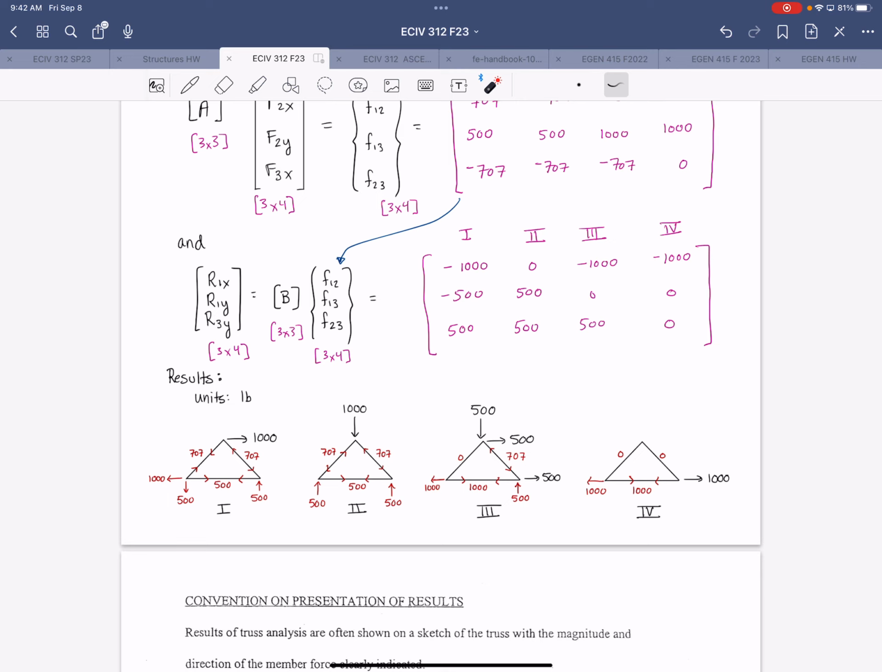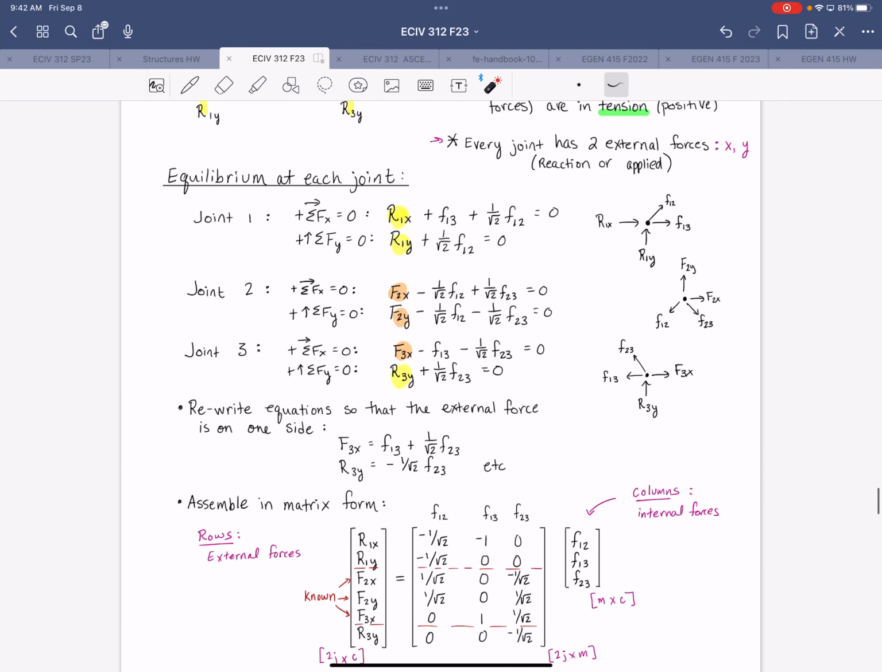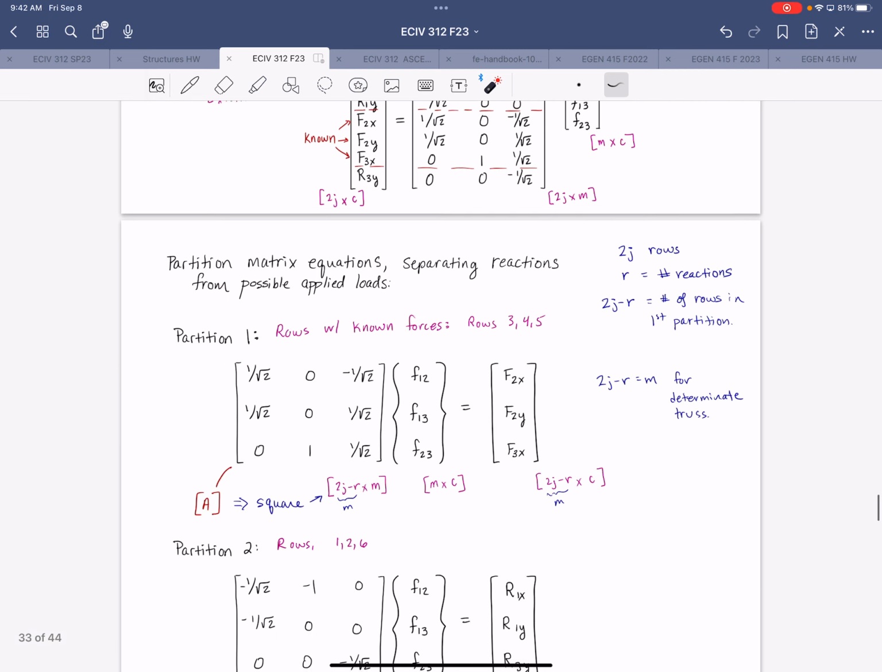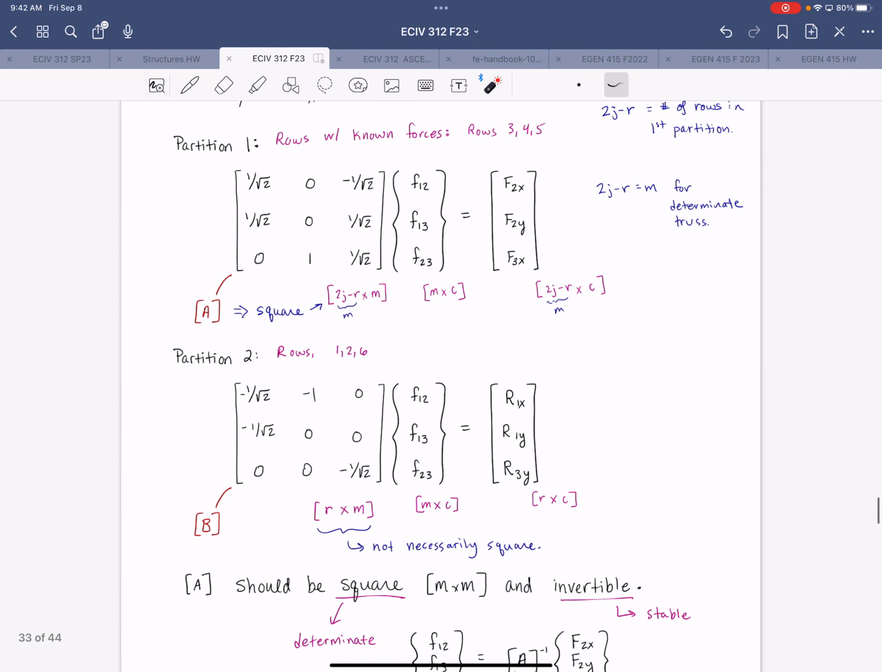On our homeworks, do you want us to write out the equilibrium at each joint like we did in this example first? Yeah, so write out the joint equilibrium equations, and then from there you can show the matrix assembly. You don't necessarily need to show the intermediate step of rearranging the equations.